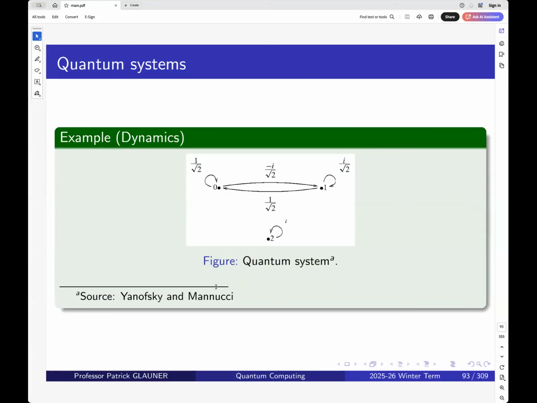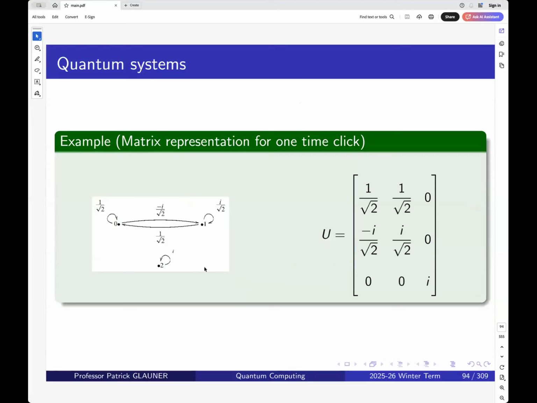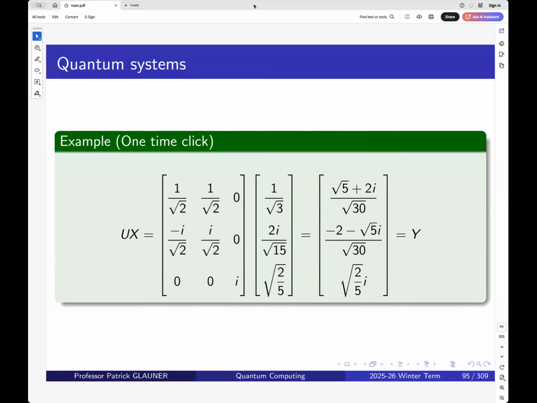We've seen this one and its corresponding matrix. We don't require that this is a doubly stochastic matrix. We will later see in a few minutes what kind of matrices we use here. And obviously, we can also do transitions into the future. Say we have some state X, like the one from before, which is a valid quantum state, and we have our transitions and we do one time click into the future.